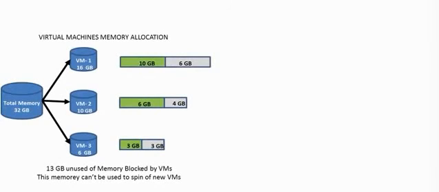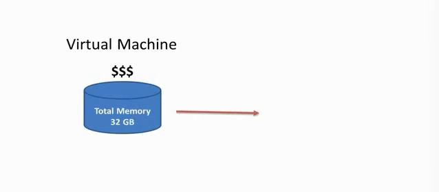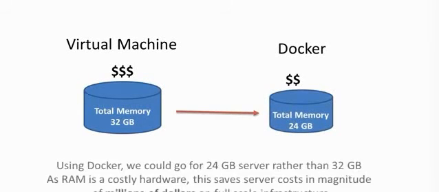If you compare side by side, there's a huge difference between Docker and the virtual machine in terms of memory utilization. Docker uses dynamic memory allocation, which makes much more sense and reduces the waste of infrastructure. That piece of infrastructure is not being used when you use virtual machines. And this literally translates into huge savings. As Docker is using less memory, I could go for 24 GB RAM hardware. As RAM is costly hardware, this saves server cost in the magnitude of millions of dollars on a full-scale infrastructure.